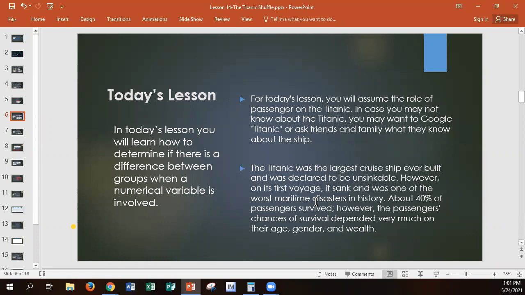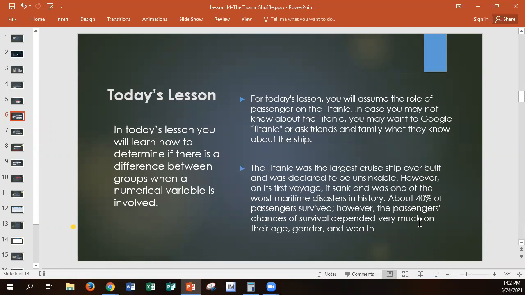One of the worst maritime disasters. On its first voyage? On its very first voyage, yeah. I thought it was at the, you know. No, very first voyage from London to New York. Oh my, can I get into something real quick?